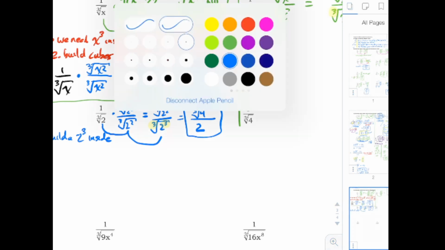Okay, let's take another look at that one.